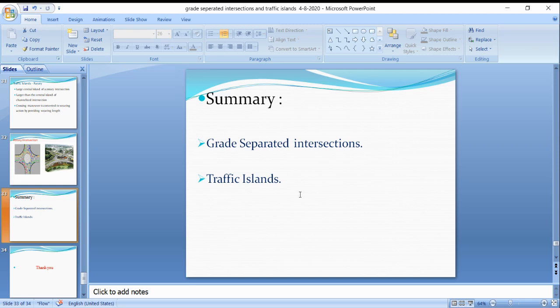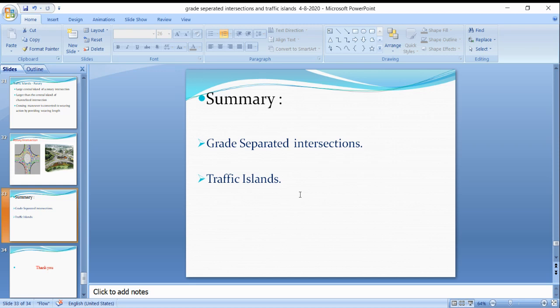What are the types of grade separated intersections? The first one is the rotary interchange or roundabout interchange. Next comes the flyover, then the diamond intersection, and the fourth one is the cloverleaf junction. So we have seen four types: rotary interchange, flyover, diamond intersection, and cloverleaf junction.